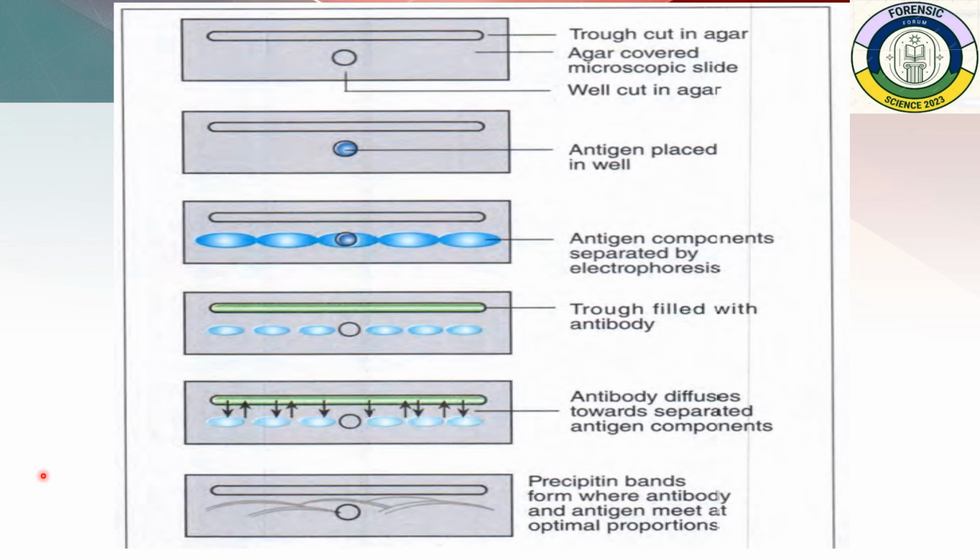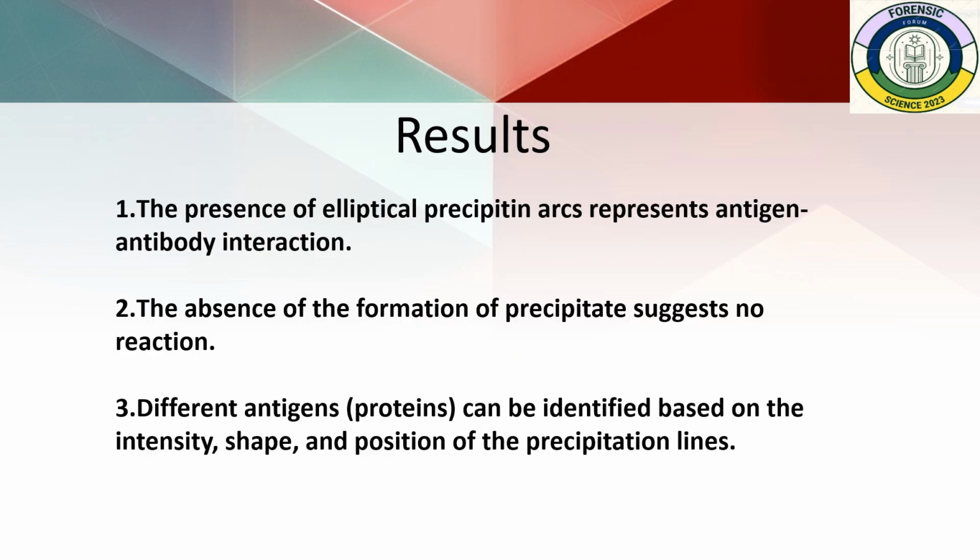Result interpretation. The presence of white opaque elliptical precipitin arcs represents antigen-antibody interaction. The absence of any precipitate line is the indication of no reaction. Different antigens, proteins, can be identified based on the intensity, shape, and position of the precipitation lines.